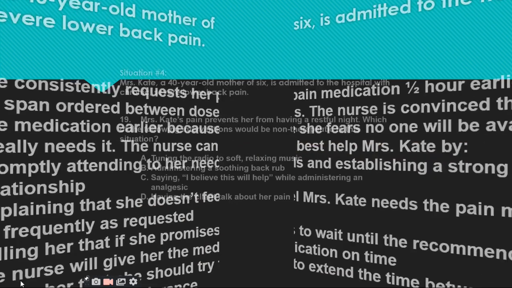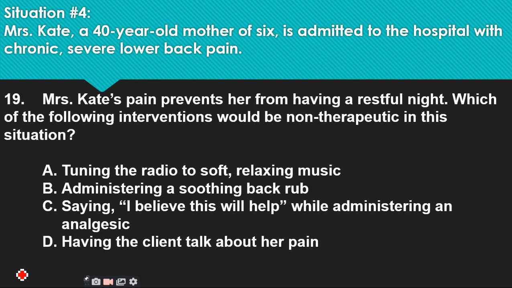Next question. Last two. Mrs. Kate's pain prevents her from having a restful night. Which of the following interventions would be non-therapeutic in this time? Take note of the word non-therapeutic in this time. A. Turning the radio to soft, relaxing music. B. Administering a soothing back rub. Letter C. Saying, I believe this will help while administering an analgesic. Or letter D. Having the client talk about her pain. So the answer is letter D.